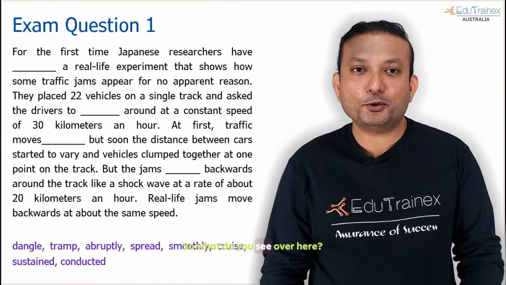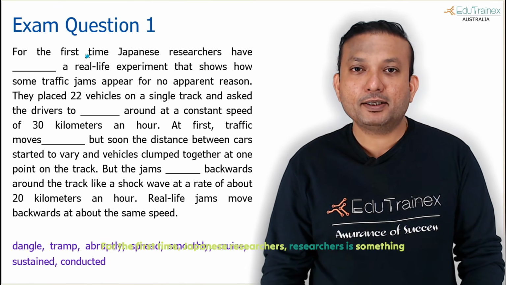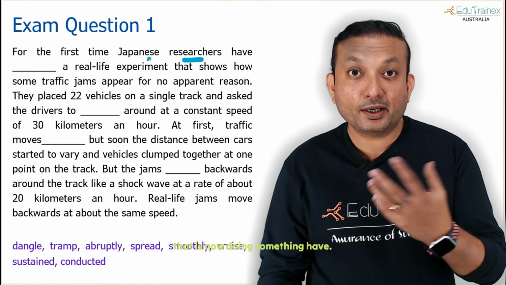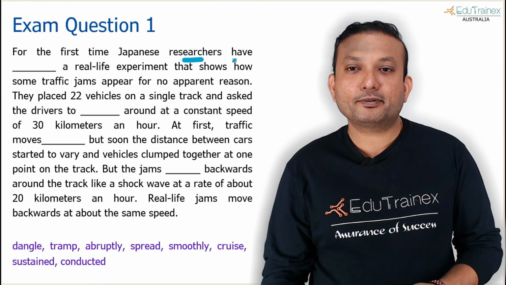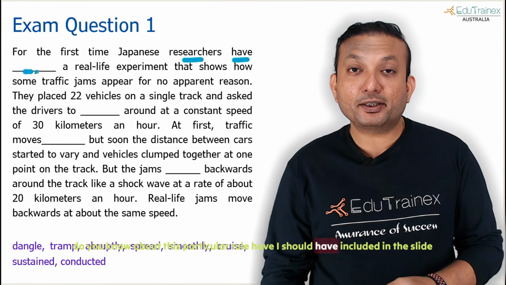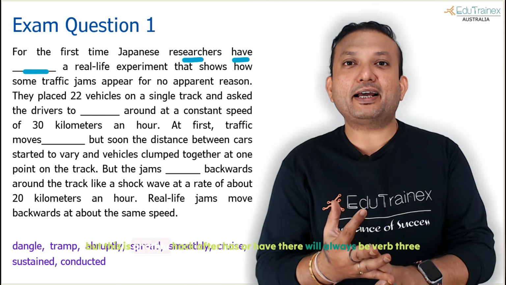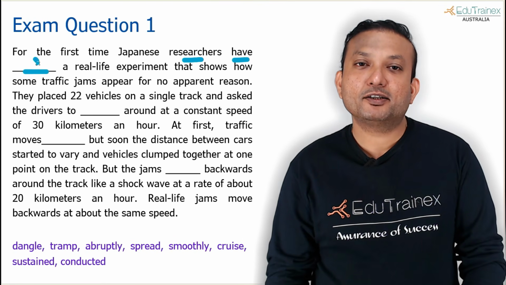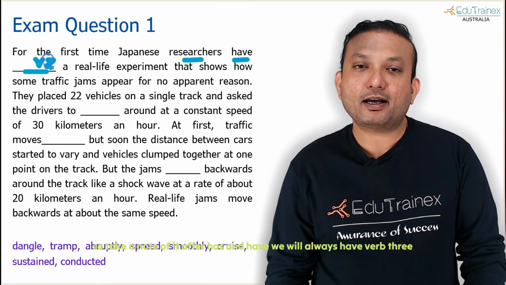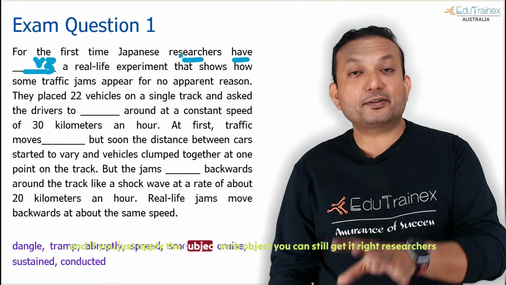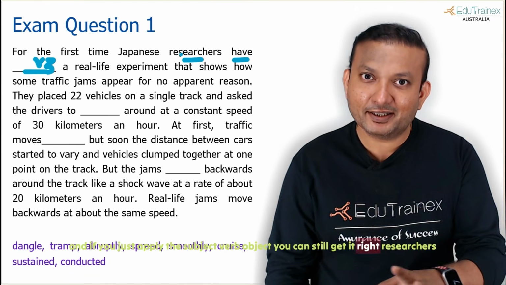So what do you see over here? For the first time, Japanese researchers is a noun, doing something. Have, what do you know about this particular rule? Have, I should have included in the slide, but this is another hack. After has or have, there will always be verb 3. So take a note of it. After has and have, we will always have verb 3. And if you just apply subject, verb, object, you can still get it right.